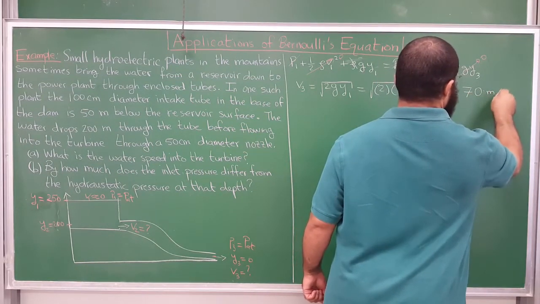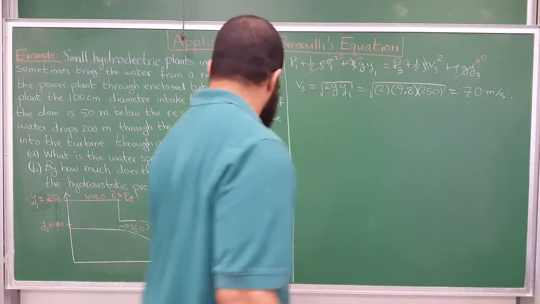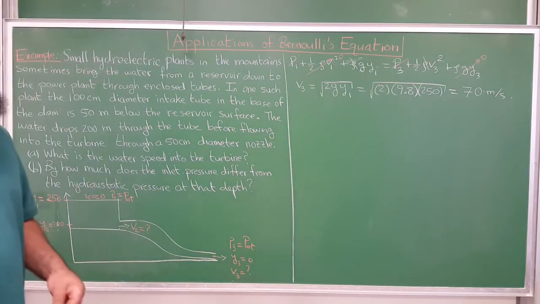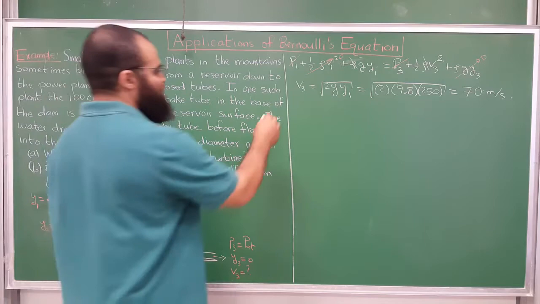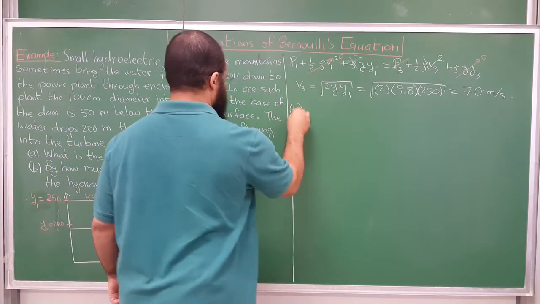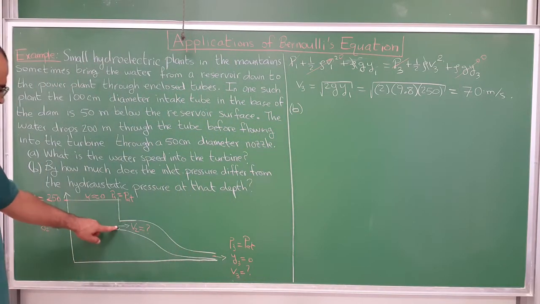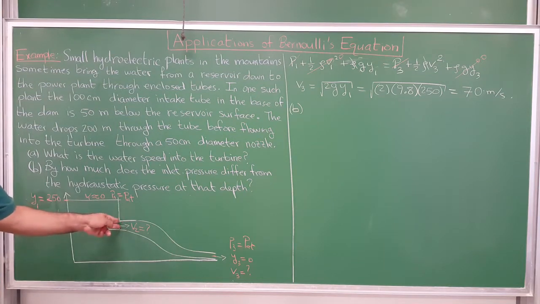meters per second. So that's the speed here with which the water exits. So to answer part B, they want to know what the pressure here is compared to the hydrostatic pressure. If the dam was closed, what would be the pressure here? And then since the water is flowing, what is the pressure here? And then we want to compare them. So we will compare them in a moment.